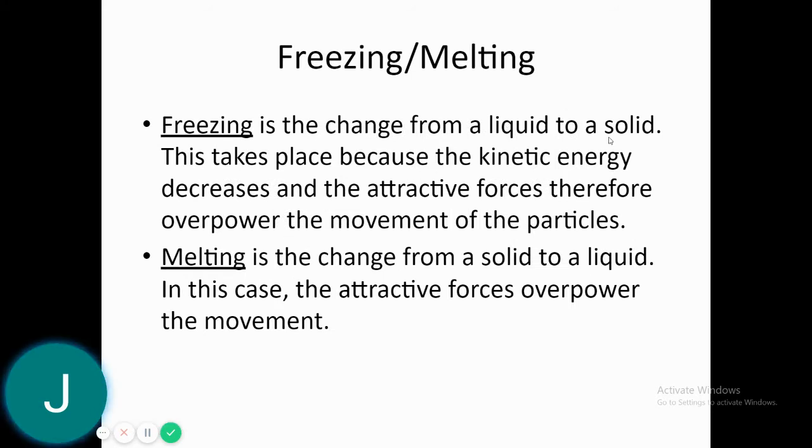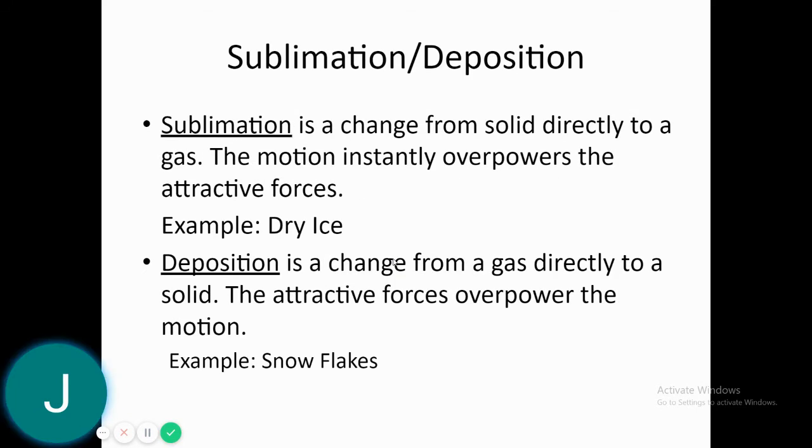Freezing is liquid to a solid. So this takes place. What happens here is the kinetic energy decreases and the attractive forces completely dominate the movement. And instead of moving freely in the form of liquid, they get stuck into a solid. And then melting is the opposite. Imagine your ice cube, you add some heat, the little particles move faster, and they go from a solid to a liquid.